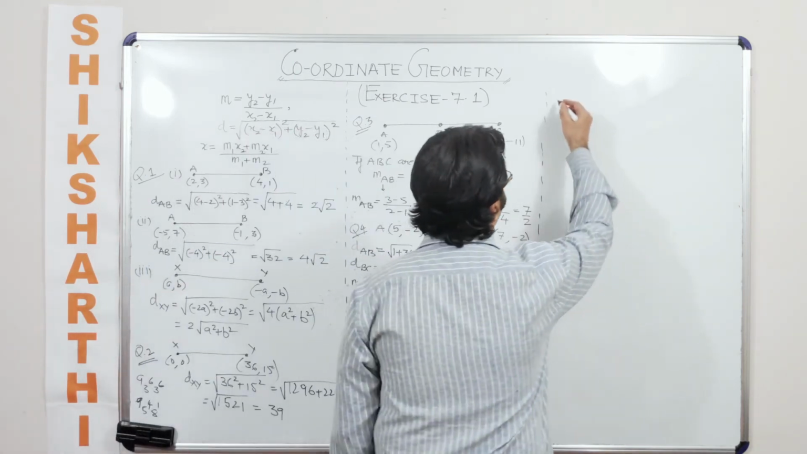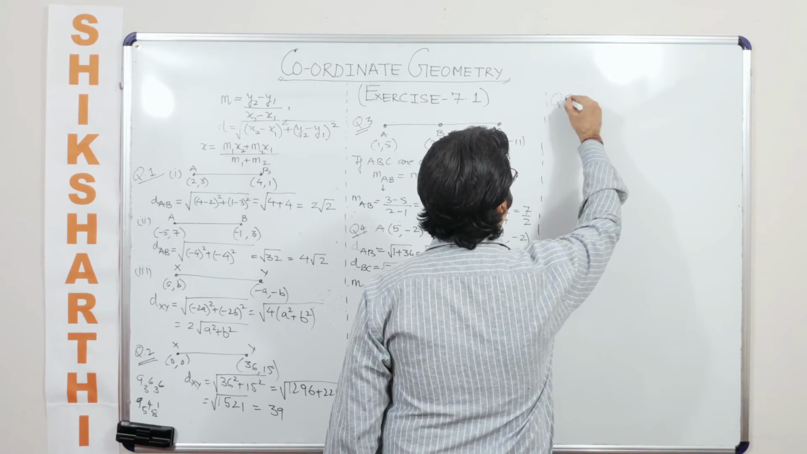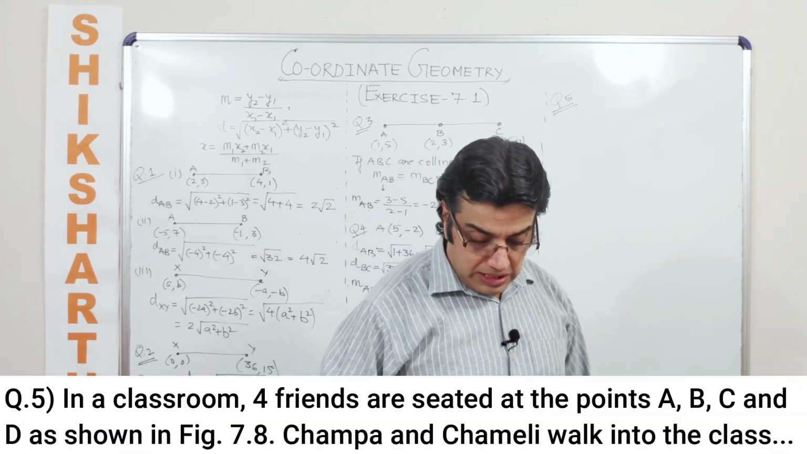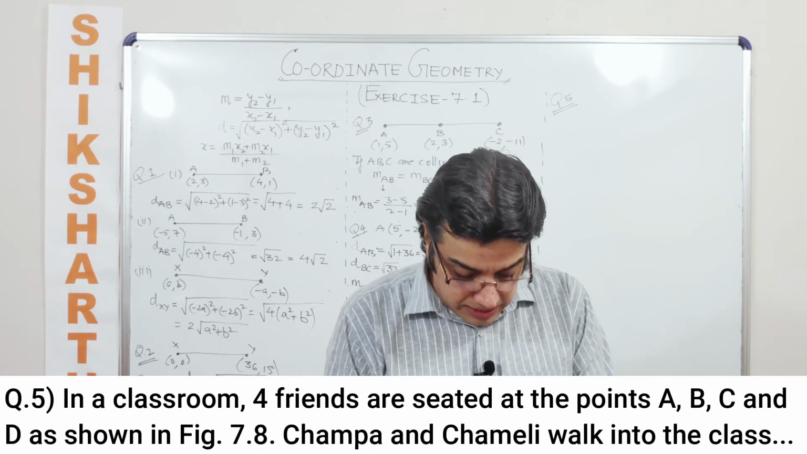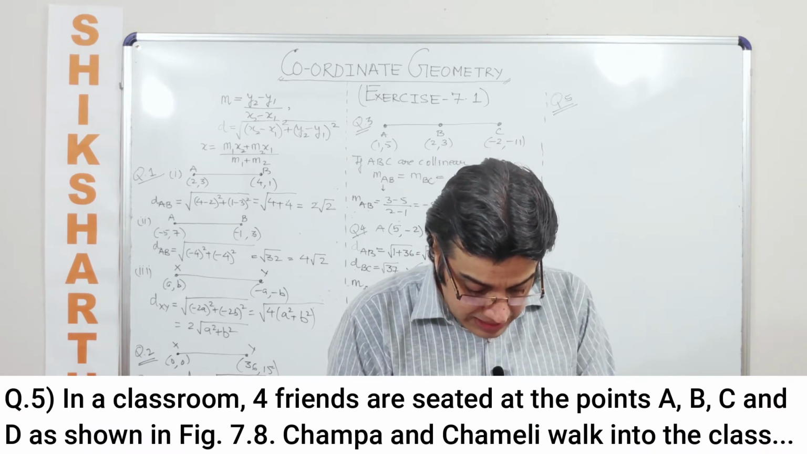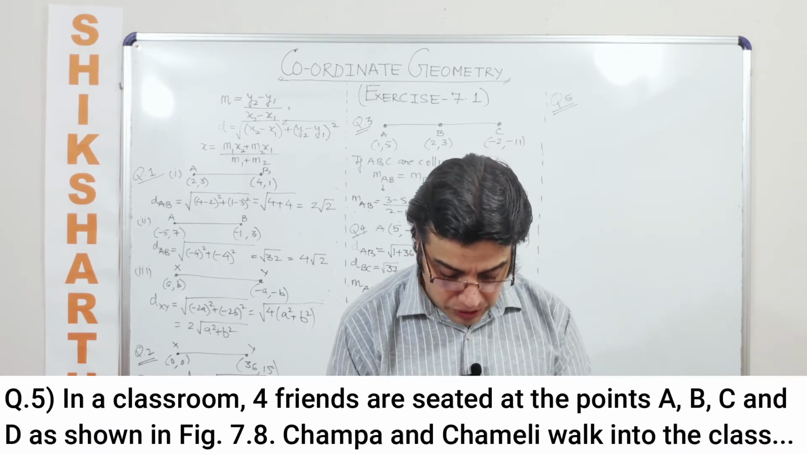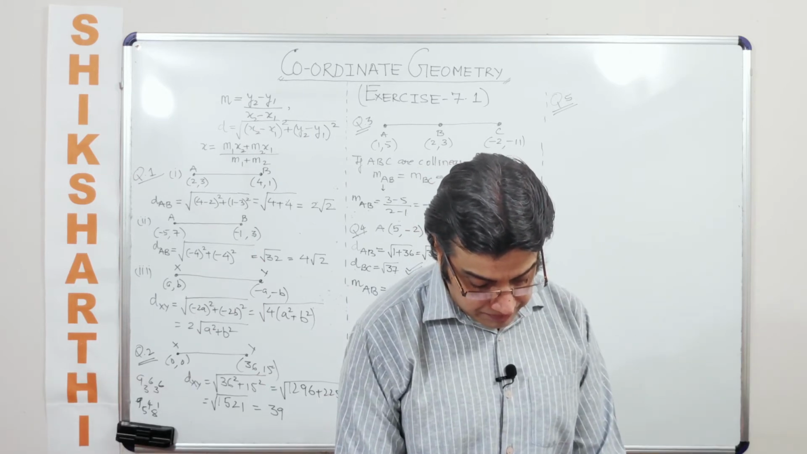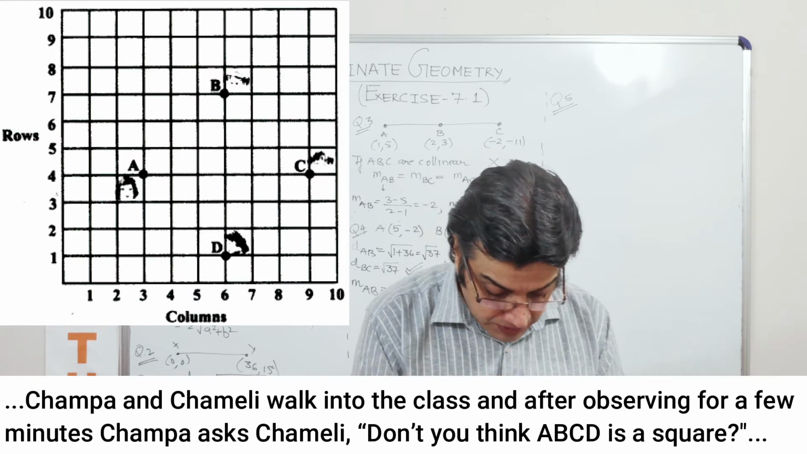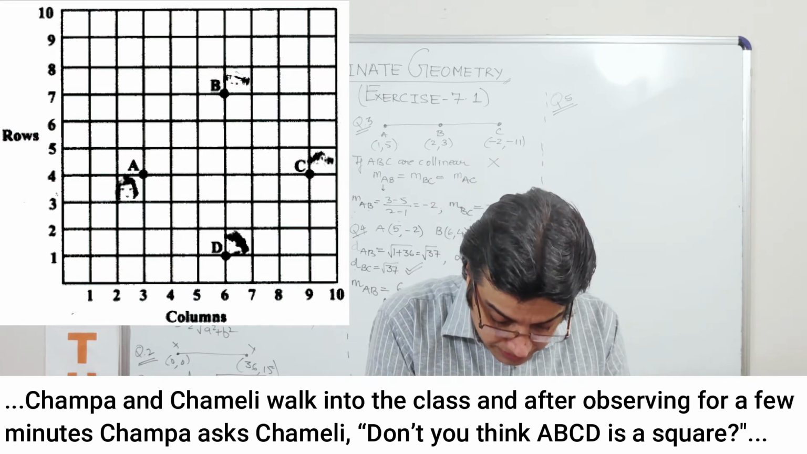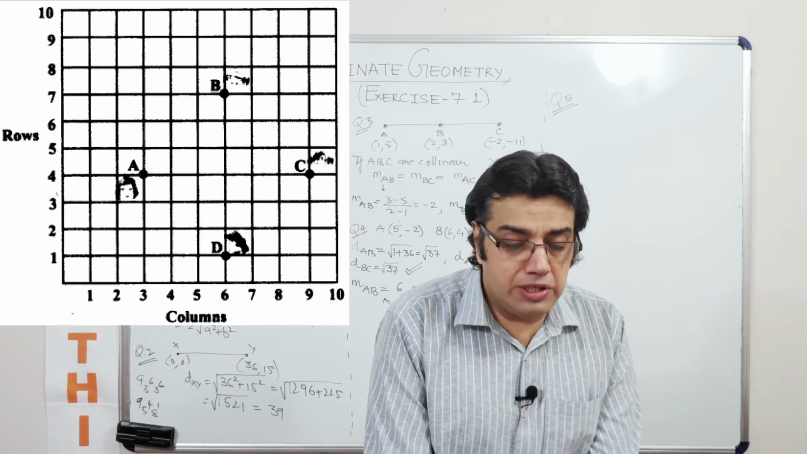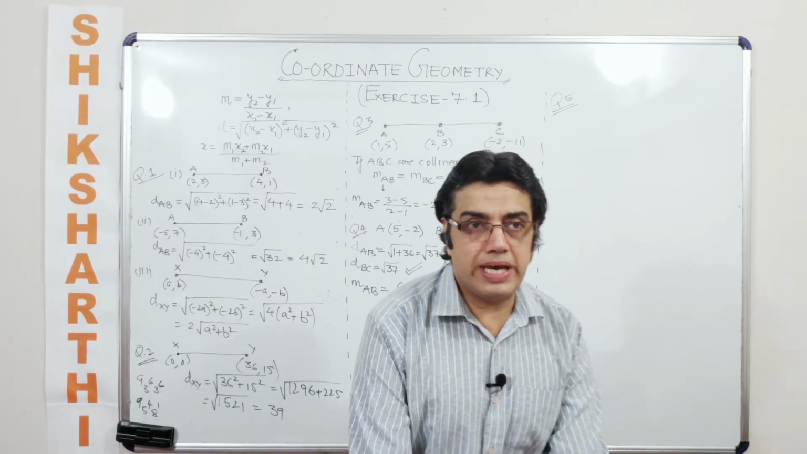Moving on to question number 5. Question number 5 talks about four friends in a classroom seated at the points A, B, C, D as shown in figure 7.8. Let us refer to the figure. Don't you think ABCD is a square? Now thinking will not help. We need to apply some properties of a square.